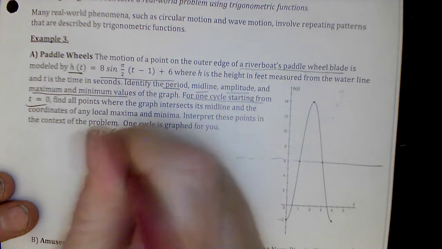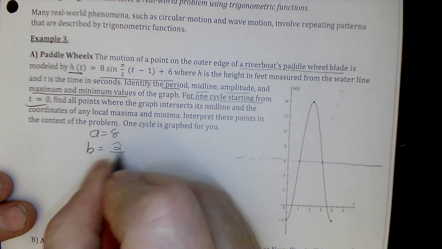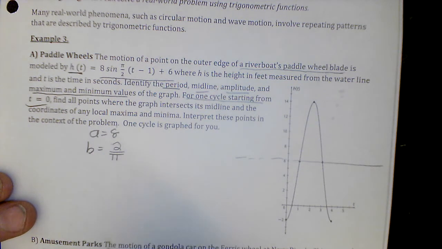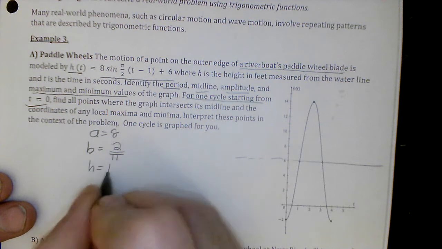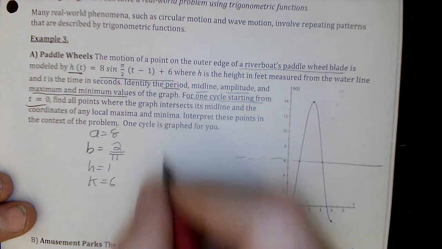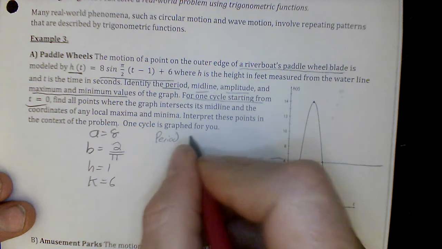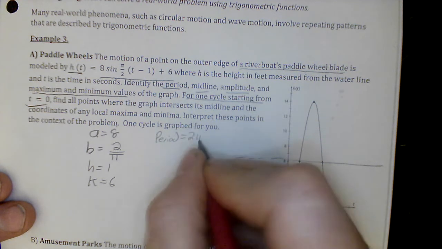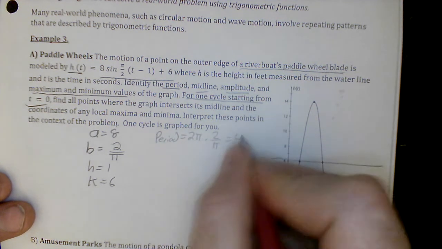Oh, no, I did that upside down, didn't I? B is 2 over pi, right? H is 1. K is 6. Let's figure out our period. Alright, our period is going to be 2 pi times 2 over pi, so our period is 4.